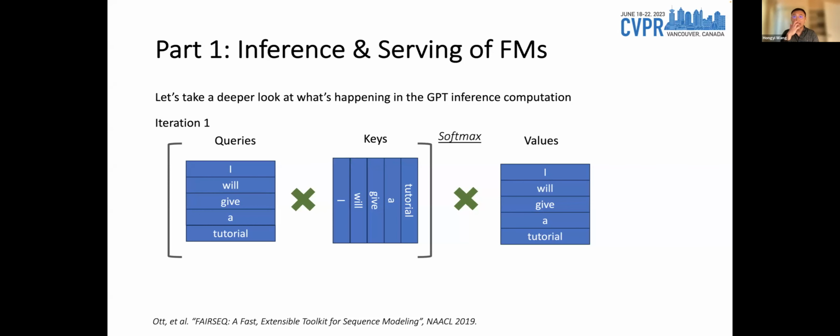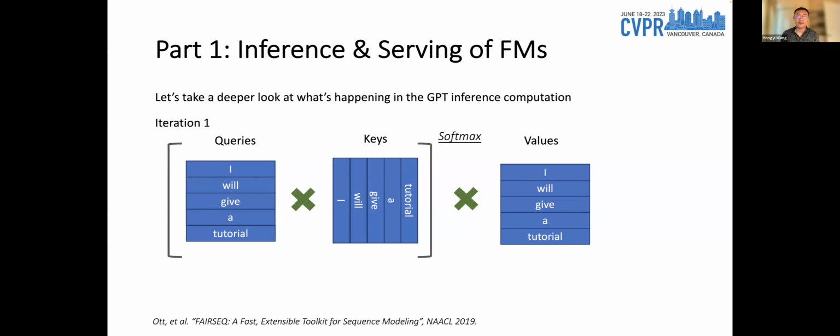So that's my prompt. I will just pass that into the GPT model. So let's take a closer look at what's happening in the GPT, right? The most important computation in GPT is basically called attention. So attention here, if you look at that, is a simplified version.